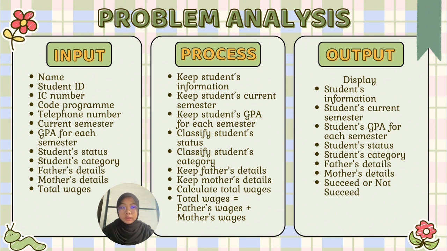And the last one is output. Output, we display students' information, students' current semester, students' GPA for each semester, student status, students' category, father's details, mother's details, and we display succeed or not succeed.